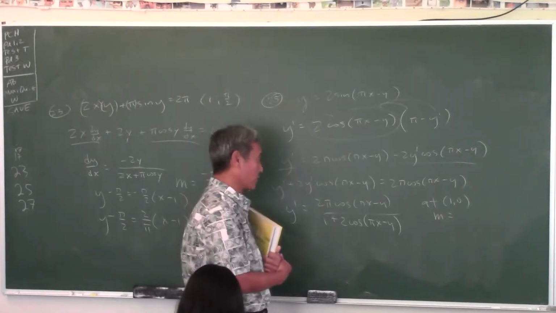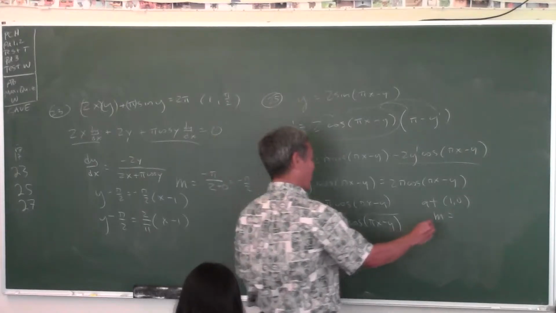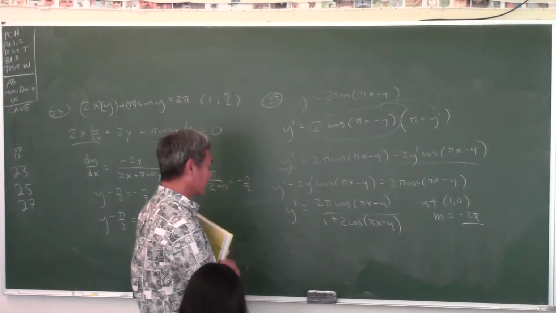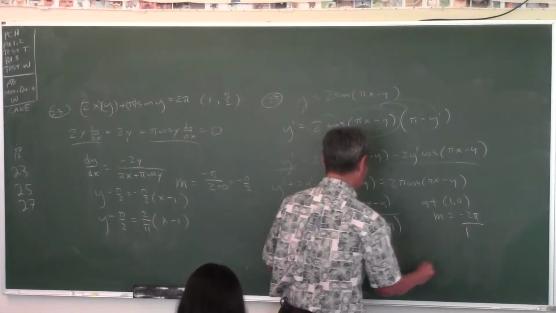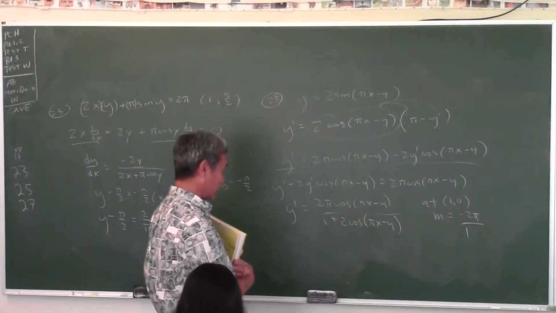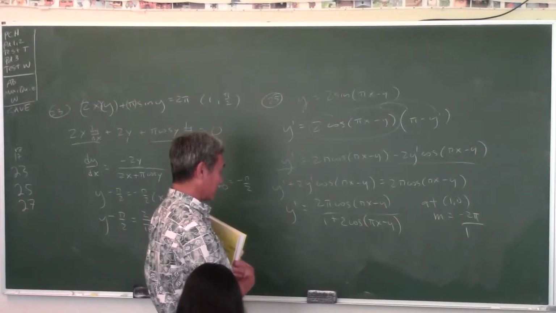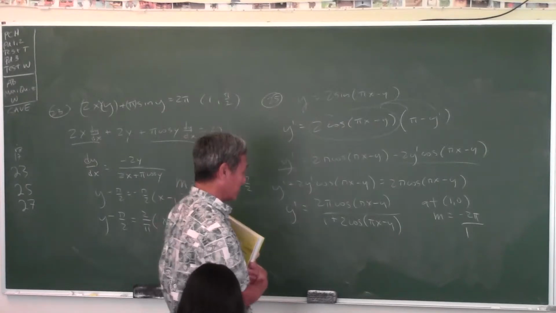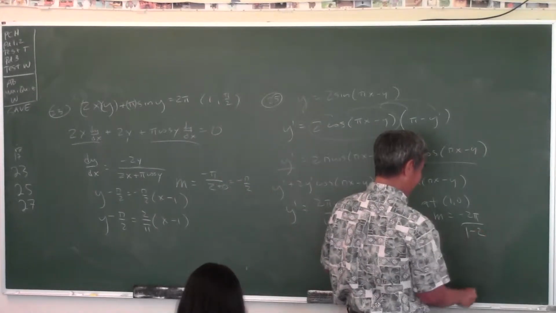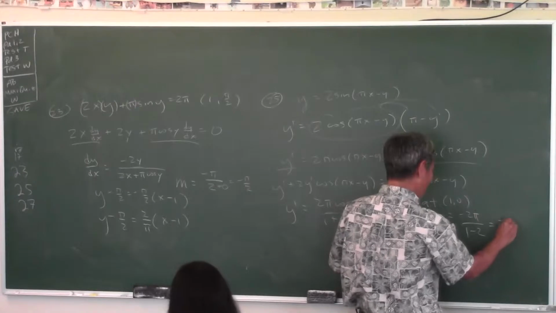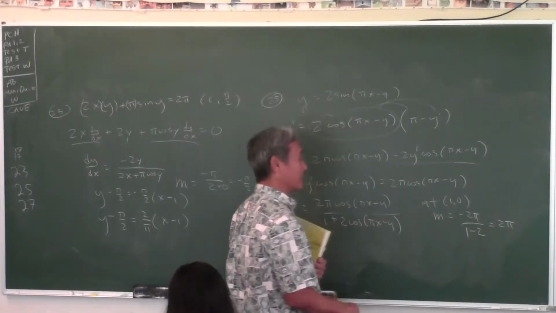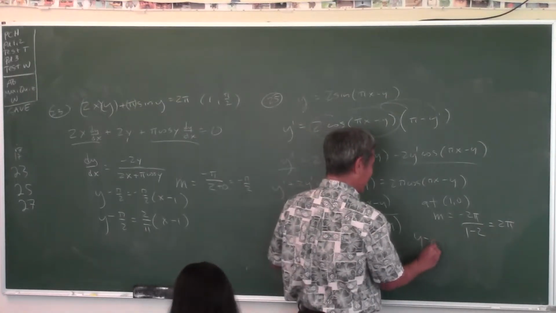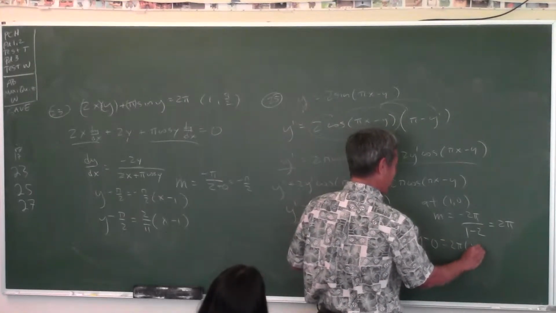Negative 1. Okay, so what is the number? Negative 2 pi over 1. Negative 2 plus 1, so 1 minus 2 then. Negative divided by negative equals positive. I apologize. y minus 0 equals 2 pi times x minus 1.